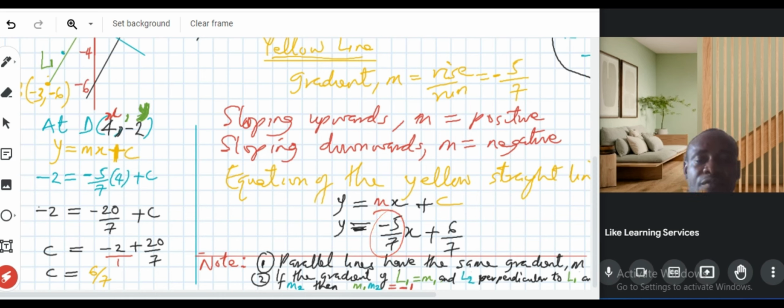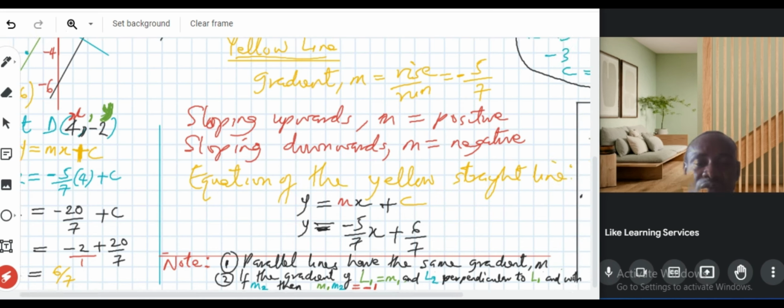Minus 5 over 7x, just like mx, plus 6 over 7, just like c equal to 6 over 7. So y is equal to minus 5 over 7x plus 6 over 7. That's the equation of the straight, yellow line.